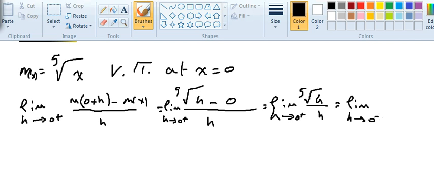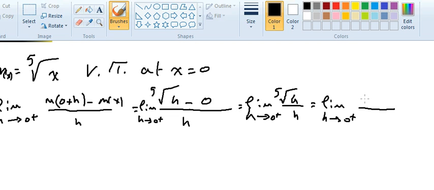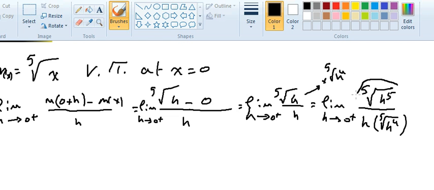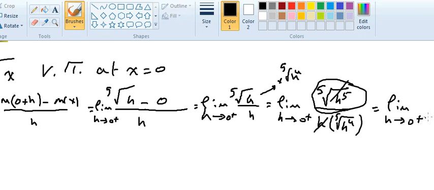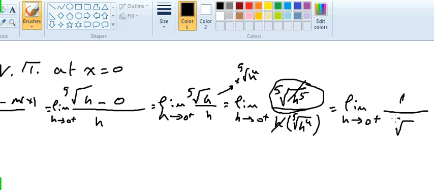We should change the form, then rationalize the numerator by multiplying both numerator and denominator by the fifth root of h to the power 4. To rationalize the numerator, the powers must add up to 5, so it's power 4. In the numerator, the fifth root of h times the fifth root of h to the power 4 gives the fifth root of h to the power 5, which is h, over h multiplied also by the fifth root of h to the power 4. The h over h cancel. The answer is the limit as h approaches 0 plus of 1 over the fifth root of h to the power 4.